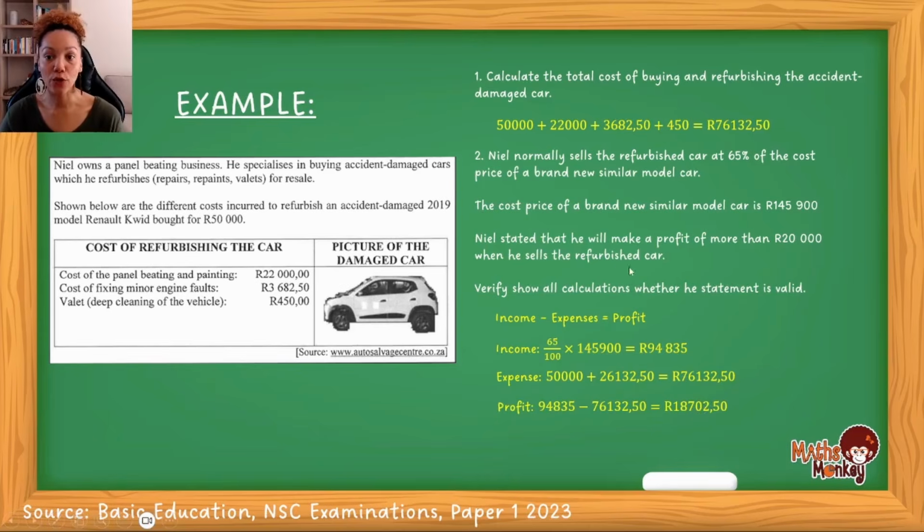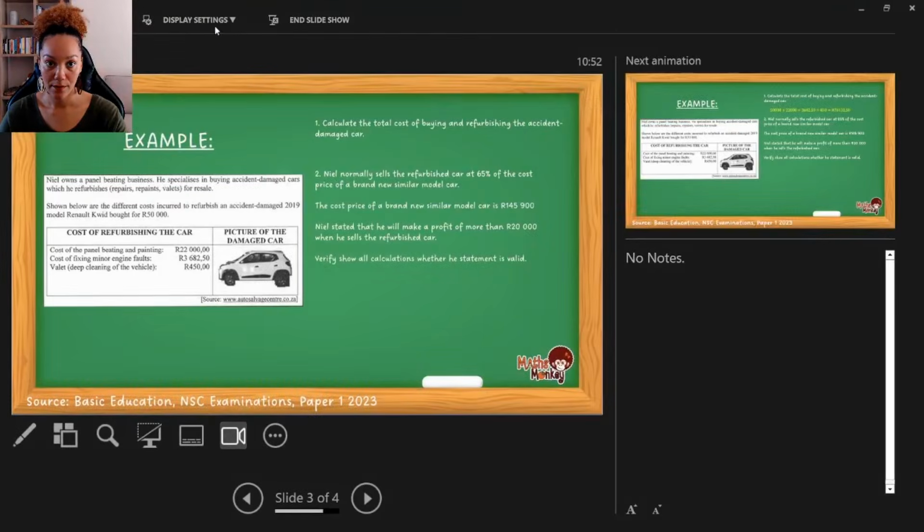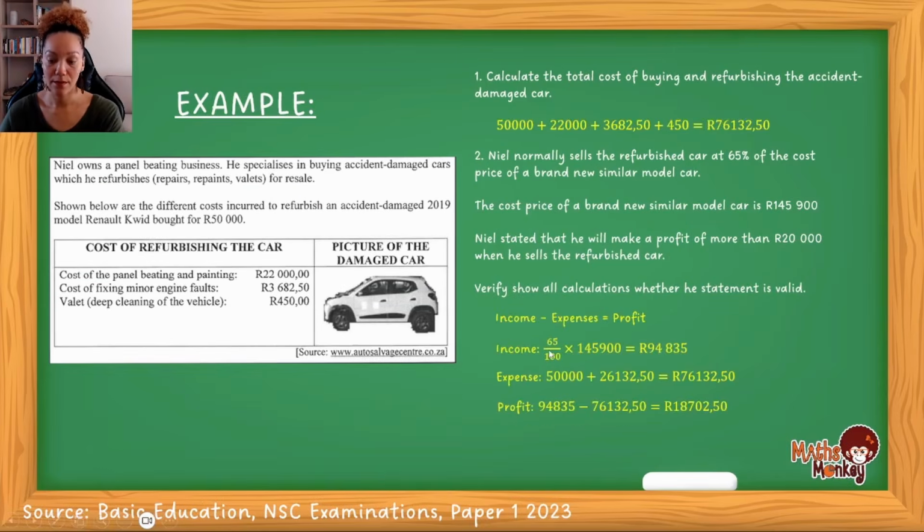Okay, now the question says that Neil stated he would make a profit of more than 20,000, but that is not the case based on the information given to us. So therefore we have to conclude the question by saying his statement is invalid.